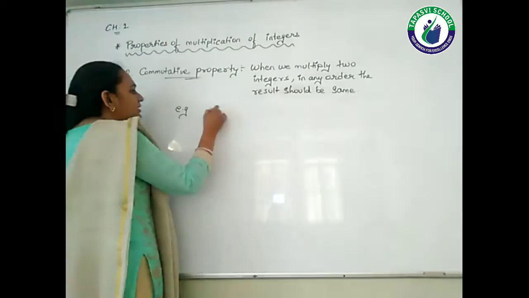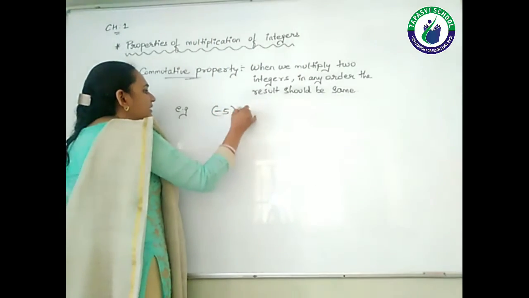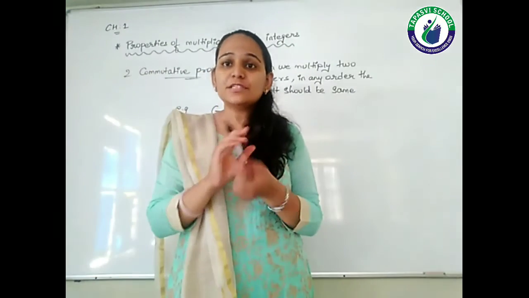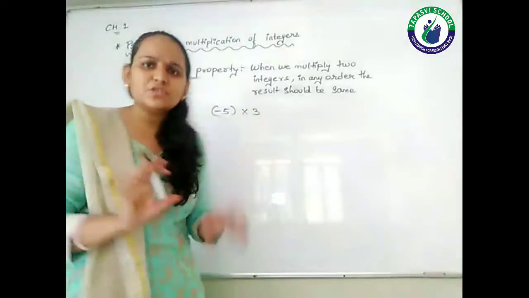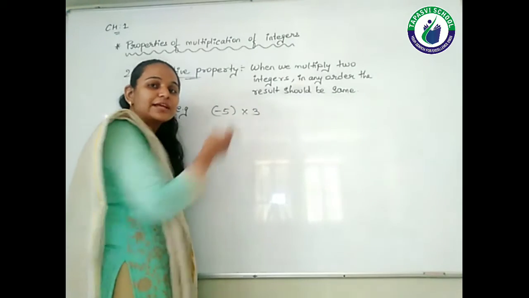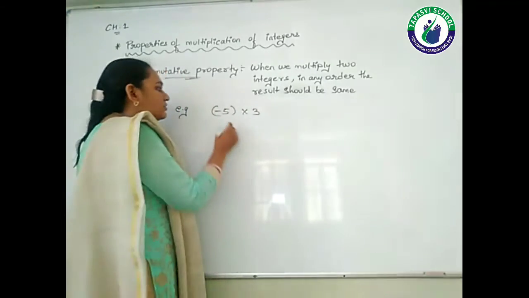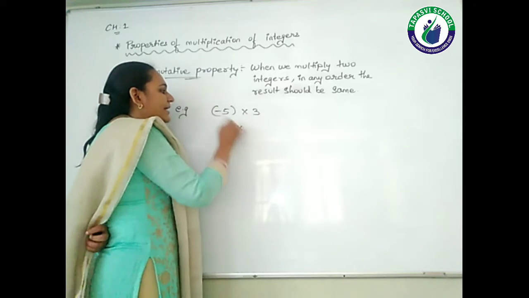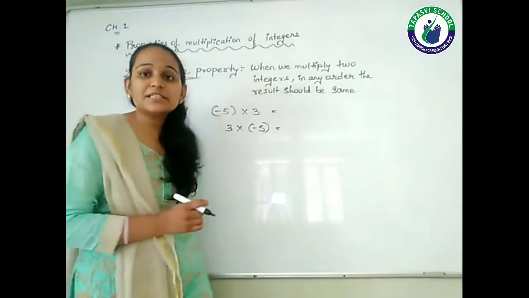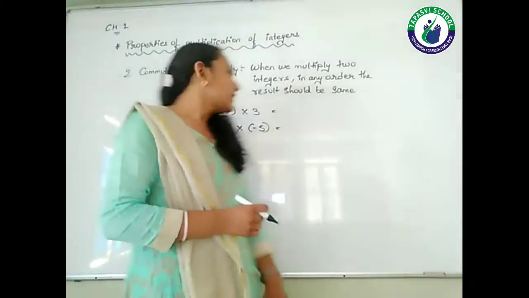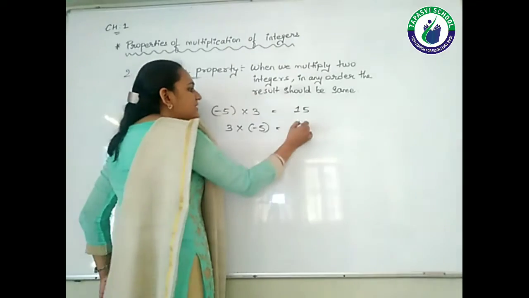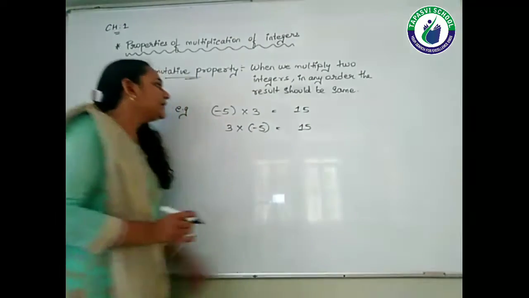Okay, I am taking an example, minus 5 and 3. And I am going to change the order of these integers. Order means the place needs to be changed. That means the 3 will be coming at the place of minus 5 and minus 5 will be going at the place of 3. Now let's see whether we get the same answer or not. 5 threes are 15. 3 fives are 15.